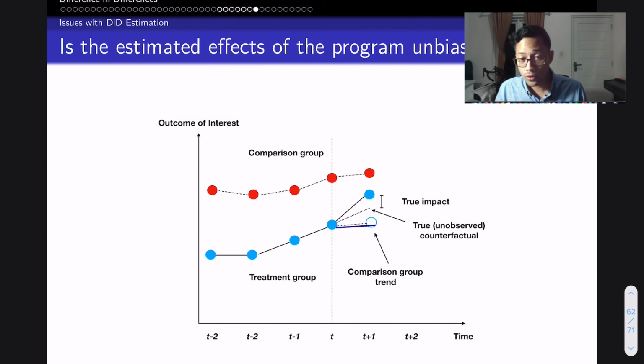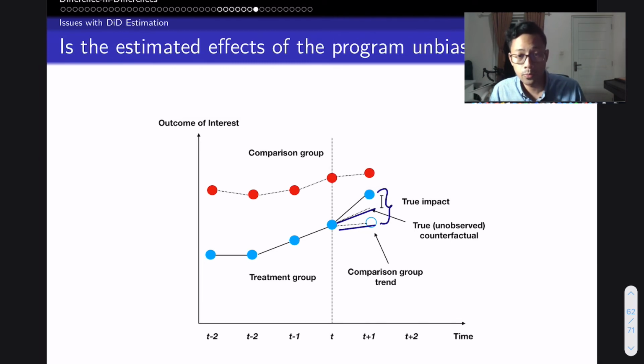Now, if you still use the DID for this particular setting, then the estimated impact that you will get is going to be the difference between the actual outcome and the counterfactual predicted by the control group trend. So what you get is an estimated impact that is higher than the true impact, which is the difference between the actual outcome and the trend for that particular treatment group. So the DID estimate is going to be higher than the actual.